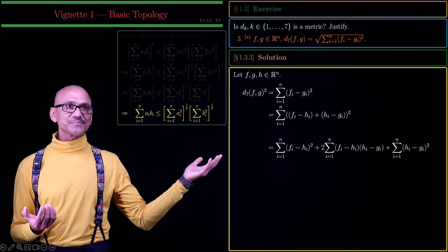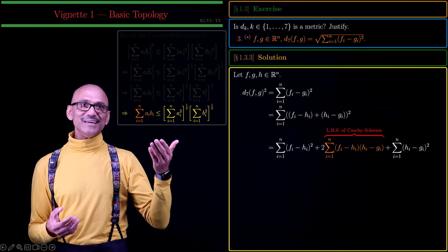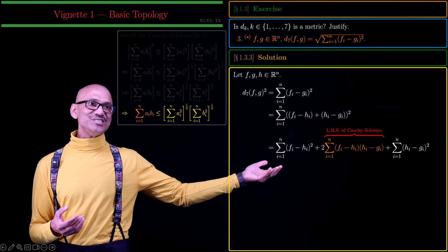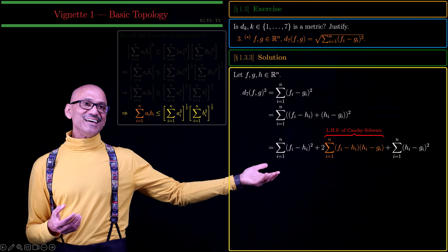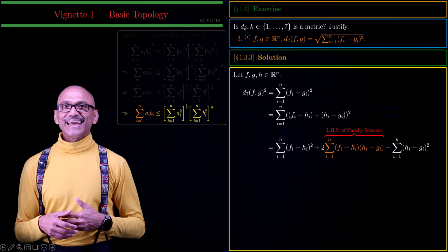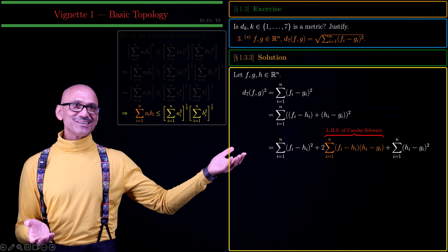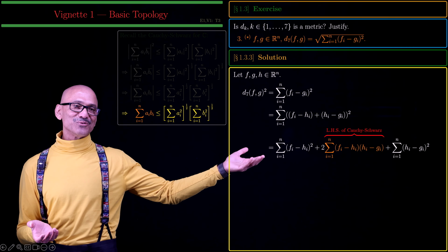If we take Fi minus Hi to be Ai and Hi minus Gi to be Bi, then the expression in orange here is precisely the left-hand side of the Cauchy-Schwarz inequality. Can we replace the left-hand side of the Cauchy-Schwarz here with the right-hand side? Yes, we can, provided we change the equal to sign to a less than or equal to. And we have now gone ahead and replaced the left-hand side of the Cauchy-Schwarz with the right-hand side.